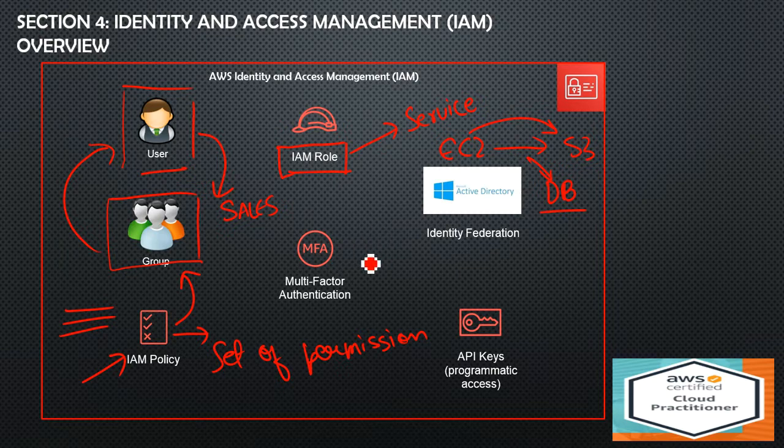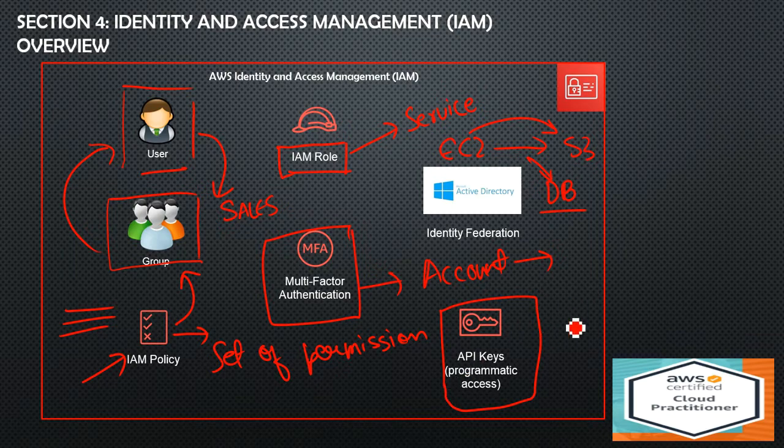Then you have something called MFA. This is to secure your account. We will discuss this in the further slides. Then you have the API keys, programmatic access keys. These keys are actually used to access your AWS services programmatically. You can have access to AWS via the console and via programmatic access.